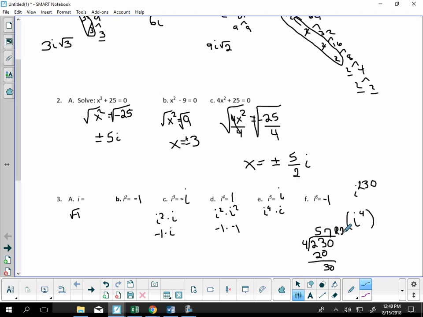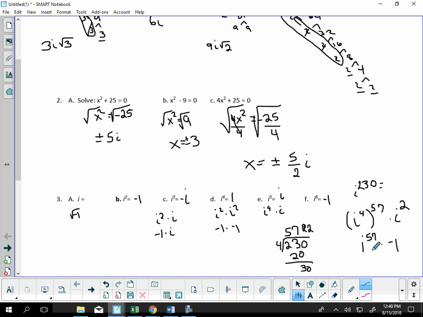So that would be i to the fourth, times 57. And then my remainder was 2. That'd be 1 to the 57 times negative 1. Not i, that would be 1, sorry. 1 to the 57 is just 1. 1 times negative 1 is negative 1.